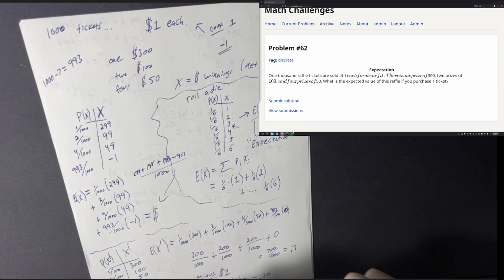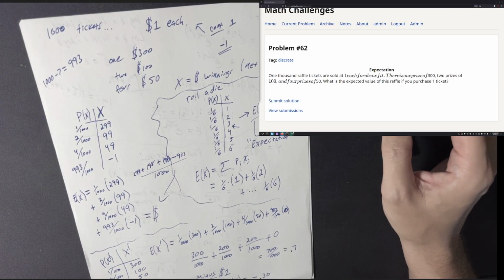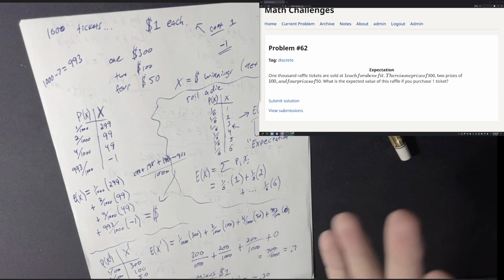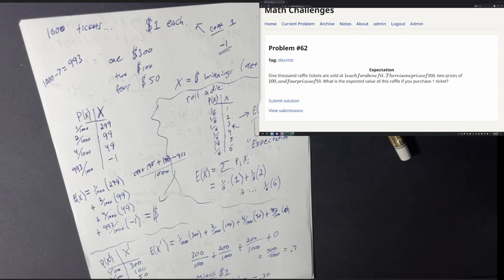It gives you a way to tell whether something's worth playing or not. And of course, if you're at a casino, every one of those games has a negative expectation, or they could not possibly run that game. They'd be losing money.